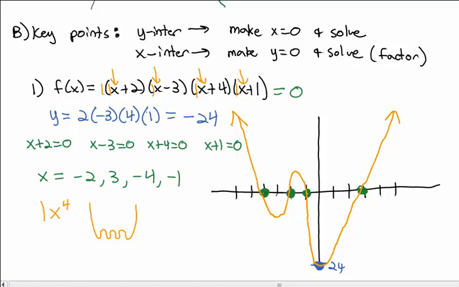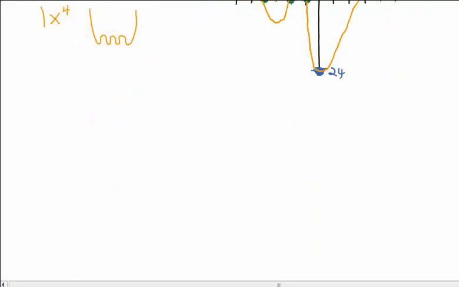That's how we're going to graph our key points. Find the y-intercept, find the x-intercepts. Let's do one more example. Let's graph f(x) = -(x - 3)(x - 1)(x - 2).